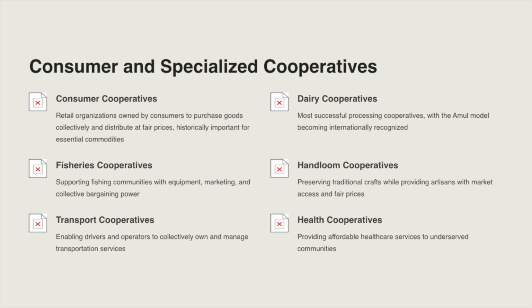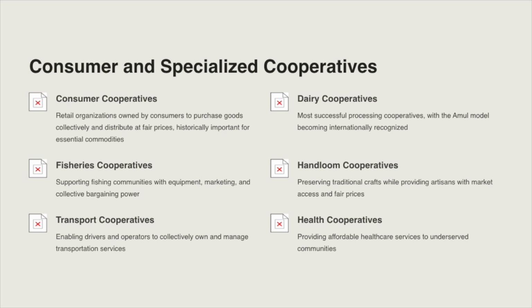Historically, consumer cooperatives played an important role in making essential commodities available during shortages and keeping prices in check. However, consumer cooperatives have declined in many areas due to competition from organized retail chains, supermarkets, and e-commerce platforms, which offer wider choice, better shopping experience, and competitive prices.